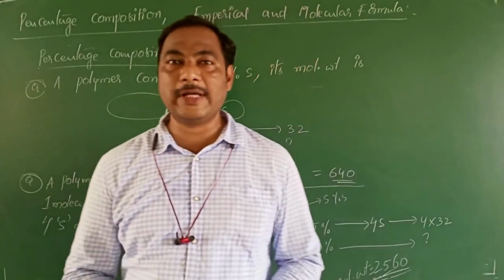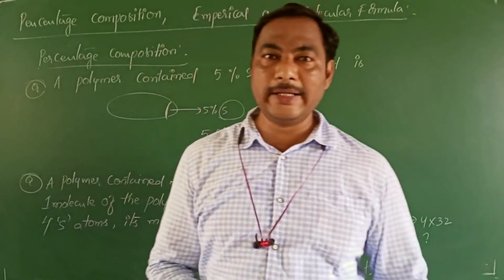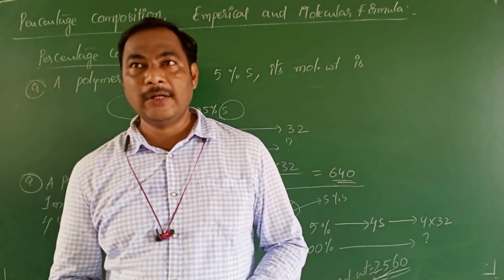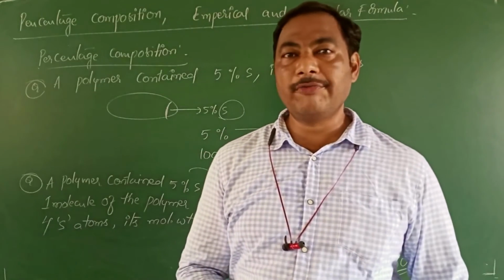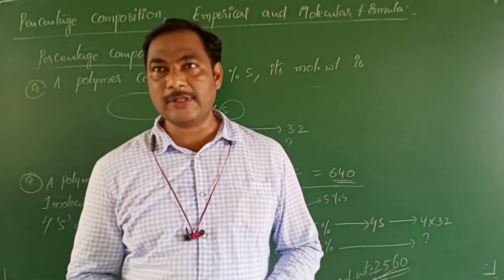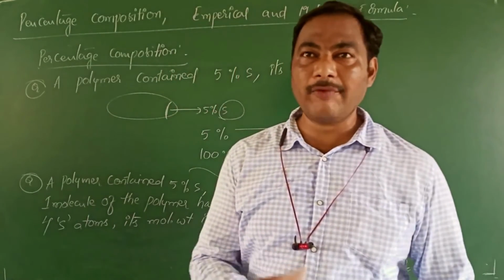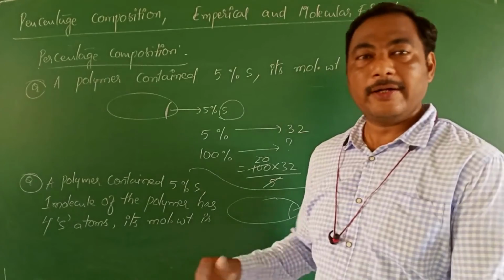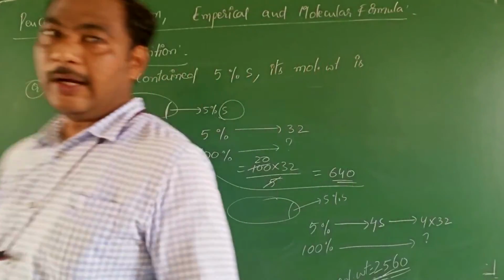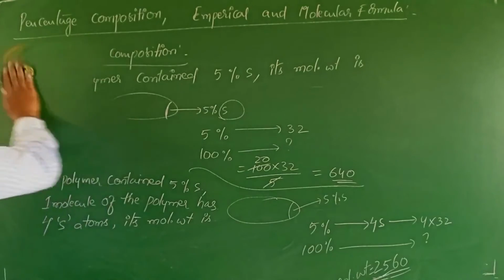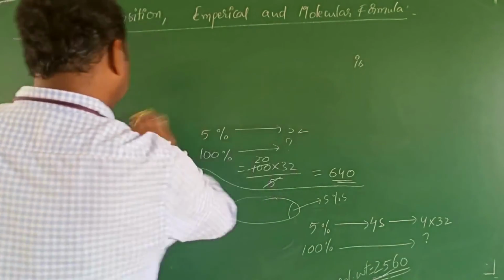I'll repeat the question once again. Hemoglobin contains 0.33% of iron, and one molecule of hemoglobin contains 4 iron atoms. What is the molecular weight of hemoglobin? Same model. Try to solve this question. Now we'll go to the next one, that is empirical and molecular formula.